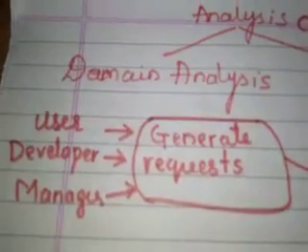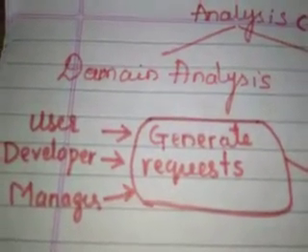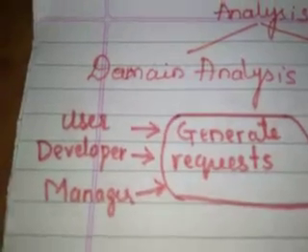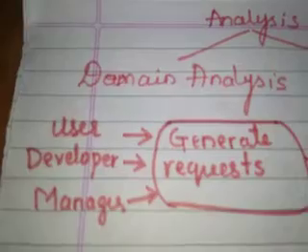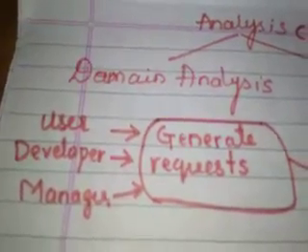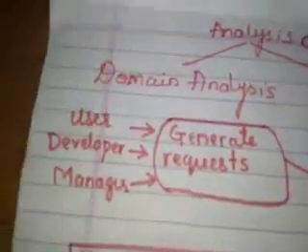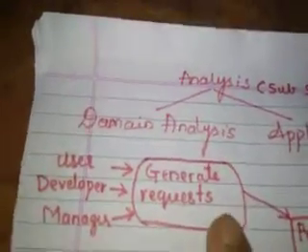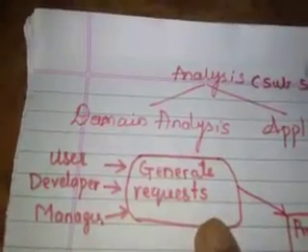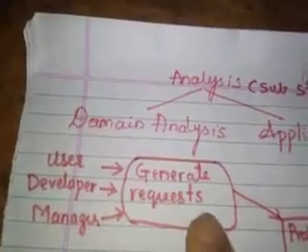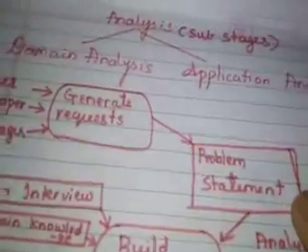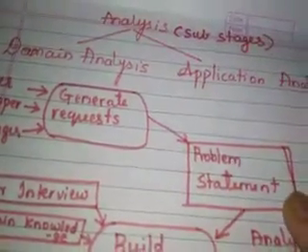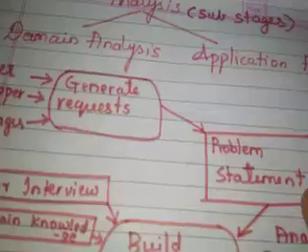Initially, the request for the development of the application can be raised by the user or the developer, or the idea may come in the mind of the manager. Once they sit together or separately, they will generate some requirements. That is the request for the development of the application. When we include everything, we get a problem statement, as we have seen in one example now. Using the problem statement, we can build the models.